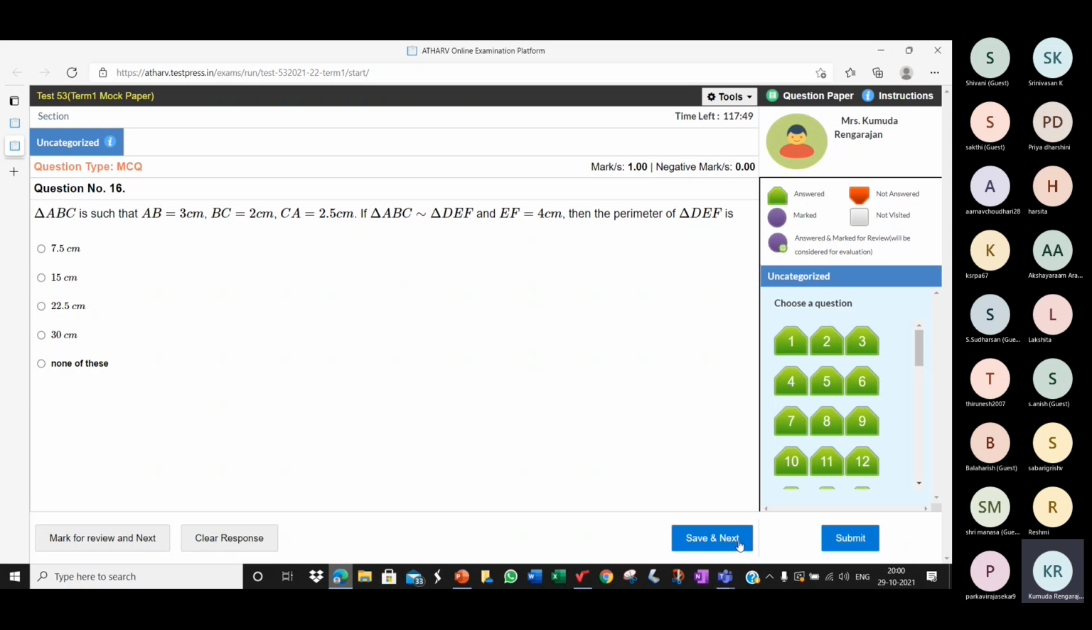So I'm saying the proportion is perimeter of ABC by perimeter of DEF is equal to 1 by 2. Is that correct? Yes, ma'am. Now what's the perimeter of ABC? 3 plus 2, 5, 5 plus 2.5, 7.5. So 7.5 by perimeter of DEF is equal to 1 by 2. On cross multiplying, you will get perimeter of DEF is 7.5 into 2, which is 15.